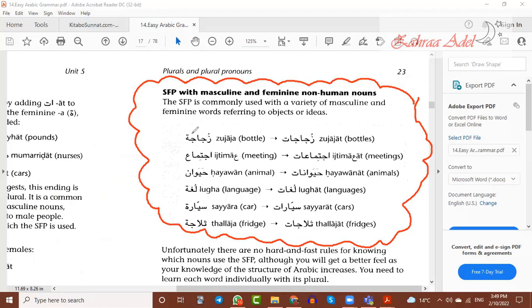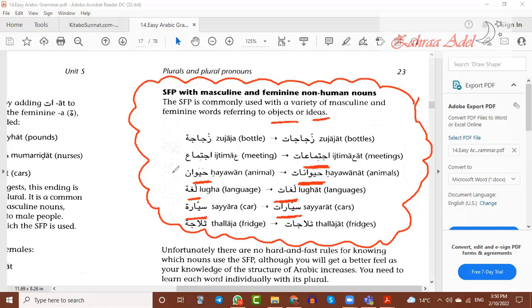Sometimes the sound feminine plural is commonly used to make plural words for objects or ideas, meaning for non-humans. Like زجاجة, زجاجات. اجتماع, it doesn't have any ta marbuta here, but I made the plural اجتماعات. حيوان, animal, حيوانات, animals. لغة, language, لغات, languages. سيارة, سيارات. ثلاجة, ثلاجات. So sometimes I make the word in sound feminine plural form without having ta marbuta, like the words اجتماع and حيوان. Non-human plurals in Arabic we deal with as feminine singular.